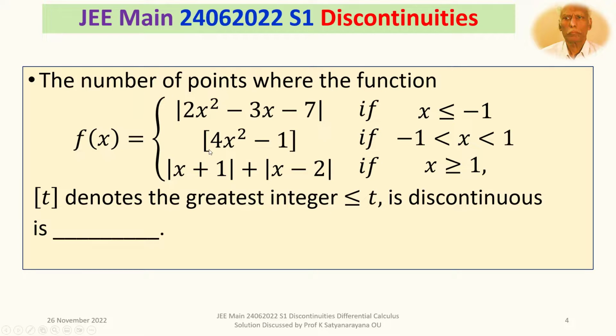In this, the bracket function, that is the greatest integer function, is also appearing, where bracket t denotes the greatest integer less than or equal to t. So we have to find the number of points of this function where it is discontinuous. That is to be discussed.